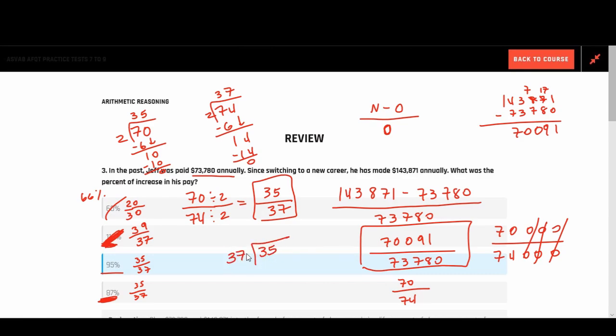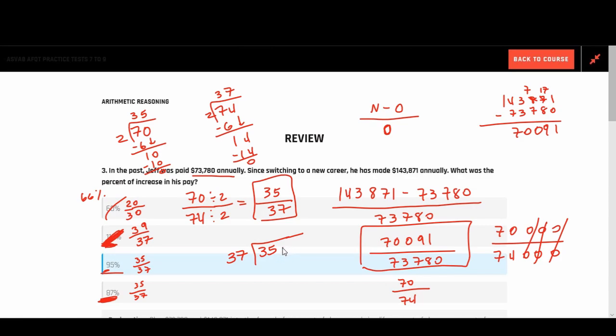But that said, I'm not going to work it out fully. I'm going to say this is either going to be 9 or 8. If 9 works, I know that the answer is going to be 95%. So what I've got to do is ask myself how many times 37 goes into 35.